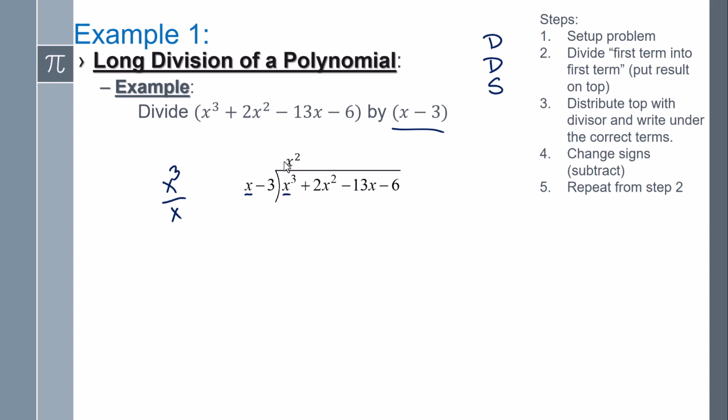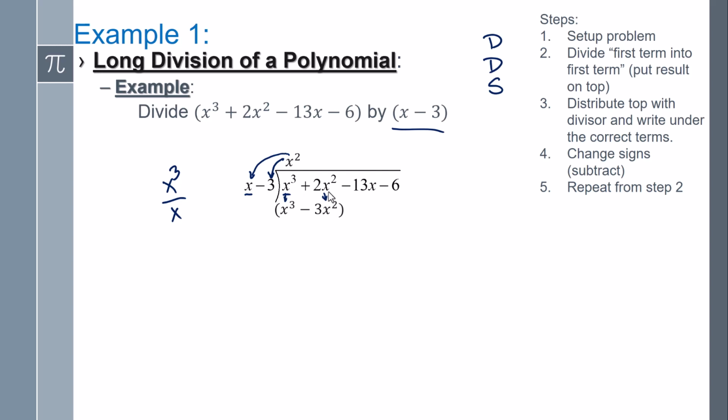Then we distribute. So I want to distribute this term with both of those terms there. Now, when you multiply and distribute that, you're going to write it under the correct terms. So x squared times x is x cubed. X squared times negative 3 is negative 3x squared. I put them under the correct terms.